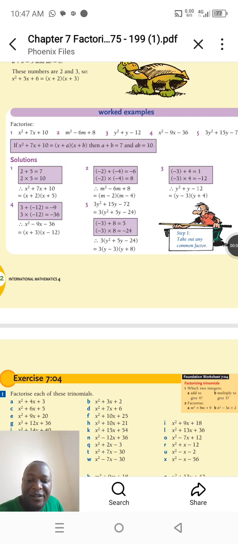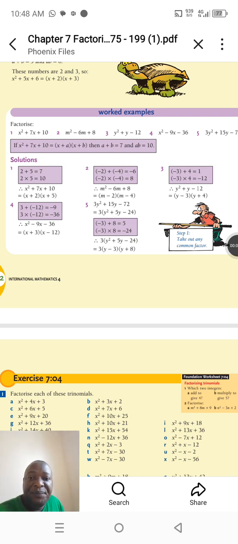So to factorize the expression, we take x, which is the variable, plus one of the numbers, which is 2, into the variable x plus the second number 5. So x plus 2 into x plus 5 becomes the factorized format for that expression.